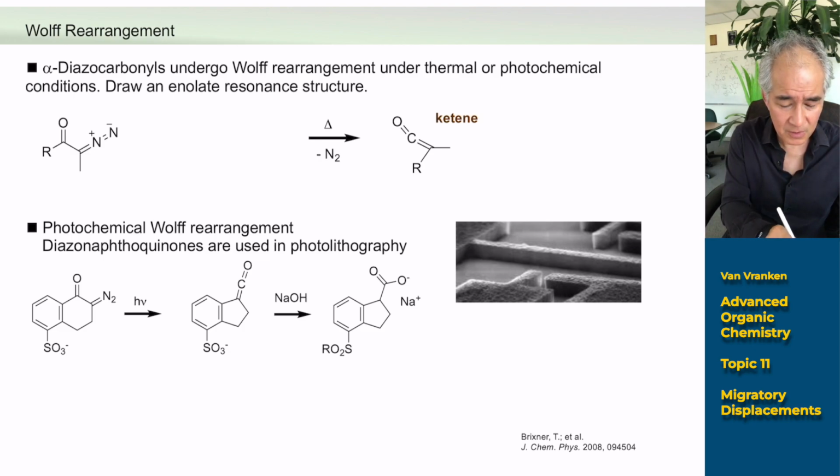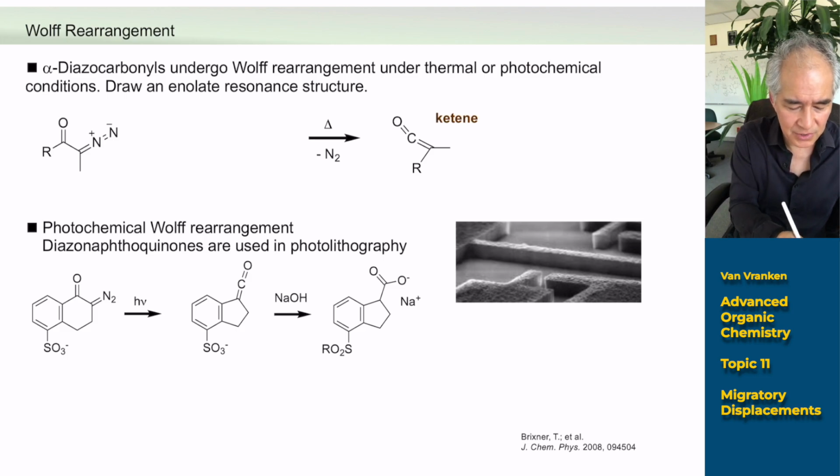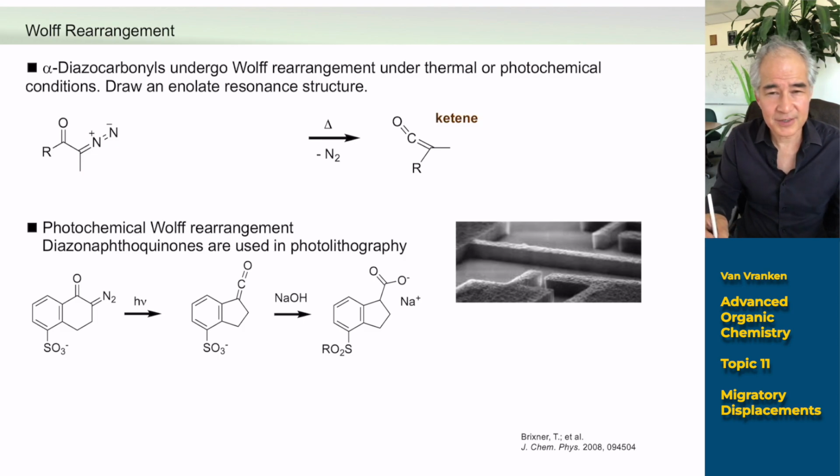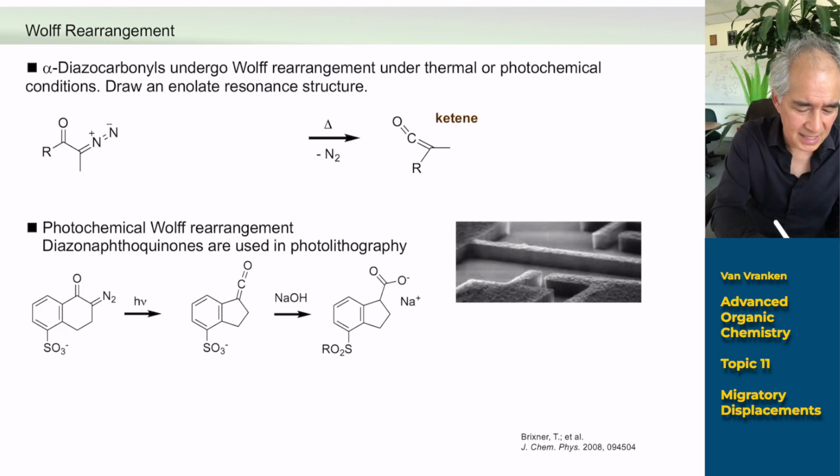In order to understand a Wolff rearrangement, I have to redraw this structure in an alternative resonance form. This is the most common way to draw a diazo functional group, but it really belies the structure of this reaction. There is nitrogen gas built into this structure. So let's draw a resonance structure that makes it a little easier for us to see that there's nitrogen gas in here.